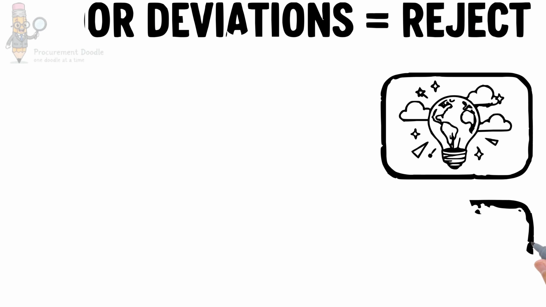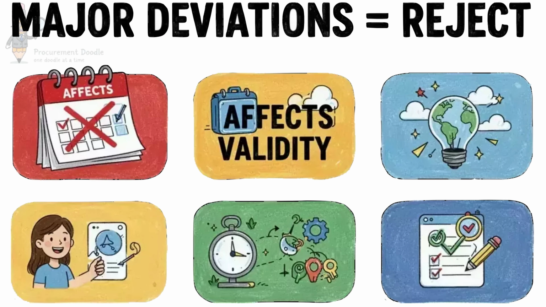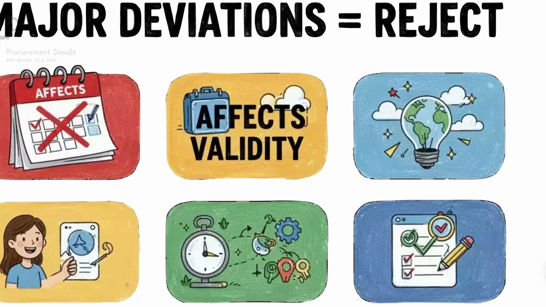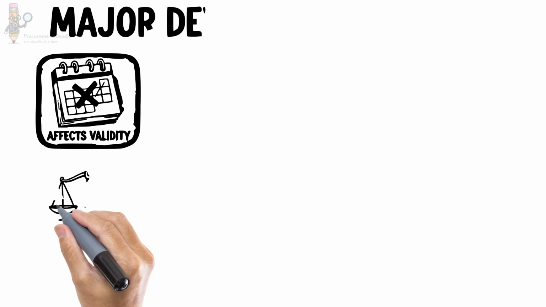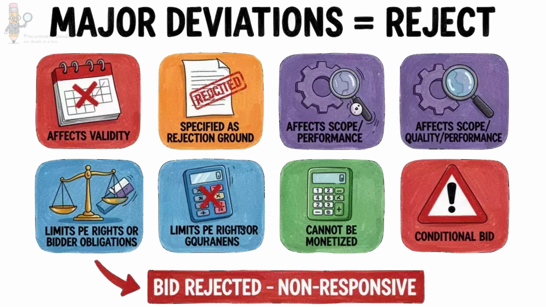In the preliminary examination of bids, major deviations are those serious departures from the procurement documents that cannot be accepted. Bids containing major deviations are deemed non-responsive and must be rejected outright. They proceed no further in the evaluation. Major deviations are identified during both Step 1 and Step 2 of Stage 2. They include, but are not limited to, the following.